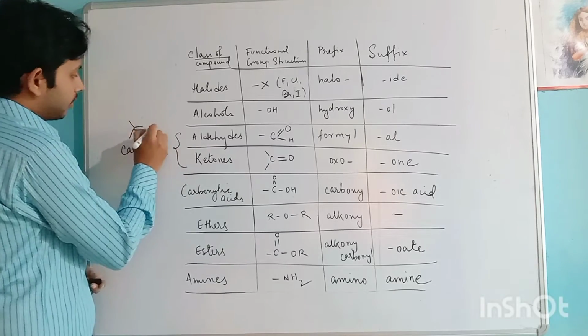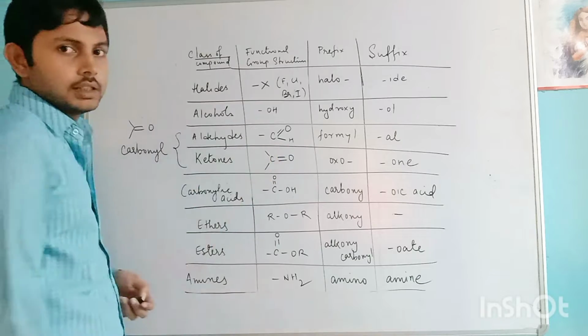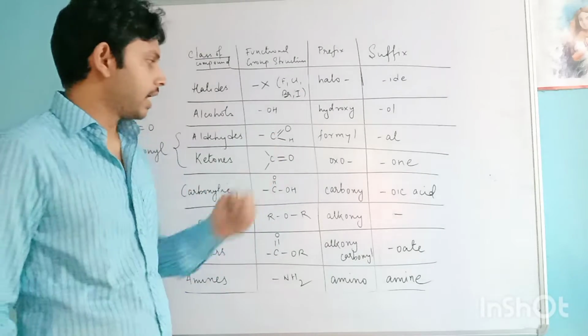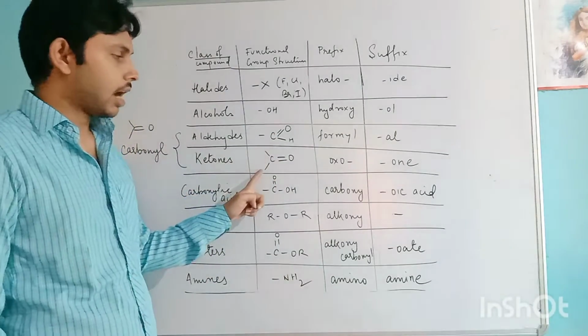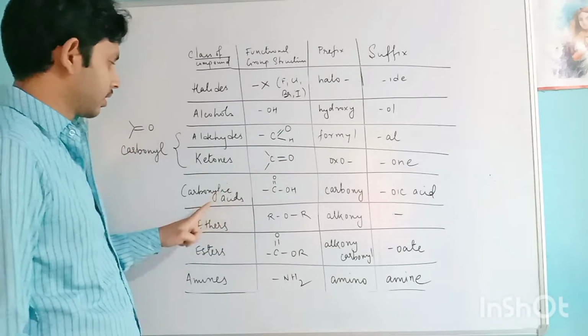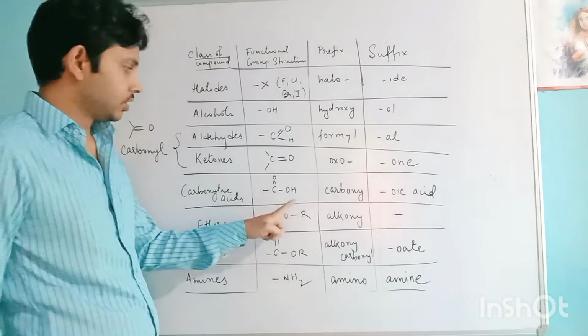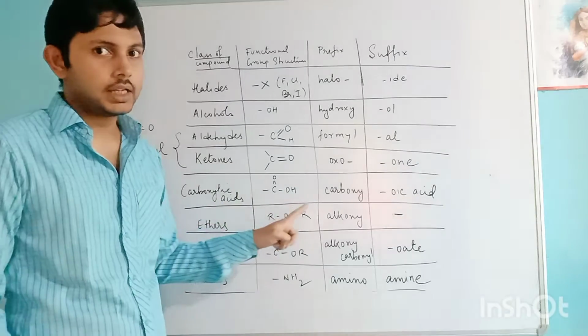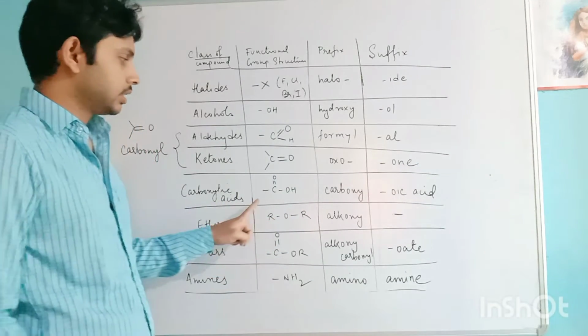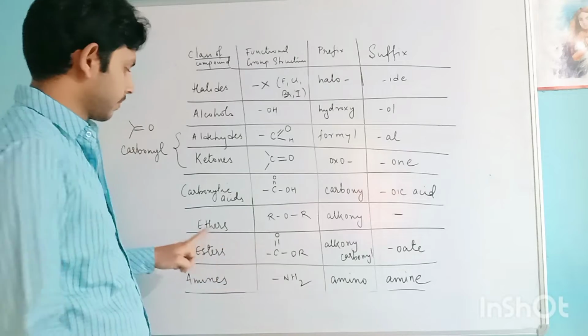This group is called carbonyl. When H is there, then it is called what? Aldehyde. When there are carbons, then it is called ketone. This is COOH, for carboxylic acid. In organic acids, you will find COOH.